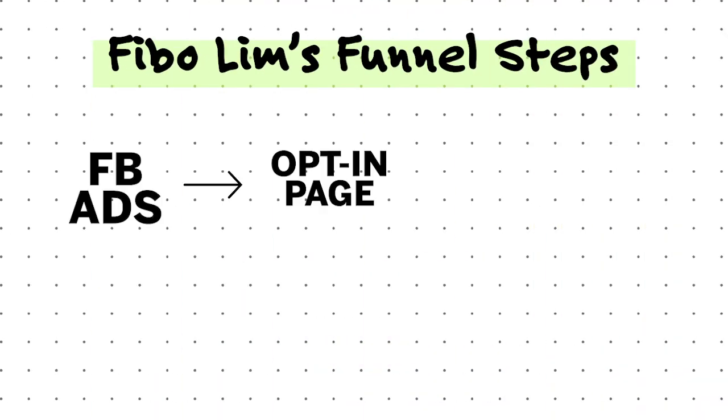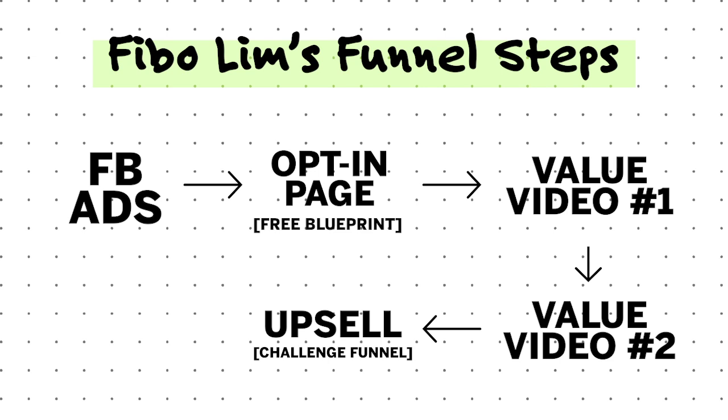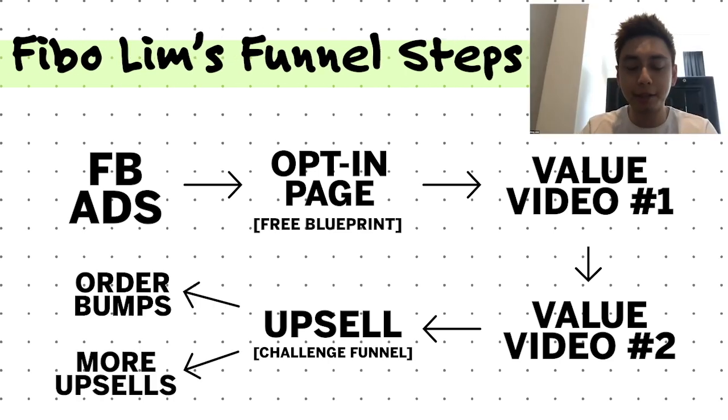But I was thinking that nobody knows me, so I have to warm up my audience first, which is I give them something for free. I give them 2 value videos, and then in the third video I upsell them to the challenge funnel, and then I have order bumps and 2 upsells as well. When I look at this straight away, I know that it is a combination of number 1, the funnel first, and then the traffic second. Why is it the funnel first?